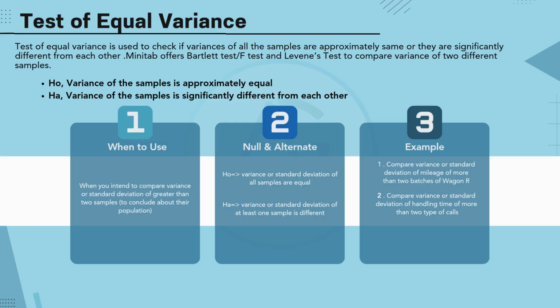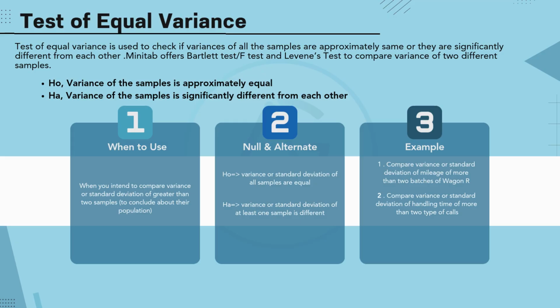Let's break this down. When to use. You use this test when you're comparing the variability in different groups. For example, when comparing the standard deviation or variance of more than two samples to understand if they differ significantly. Null and alternate hypotheses. The null hypothesis assumes that all sample variances are equal. The alternate hypothesis suggests that at least one sample has a different variance.